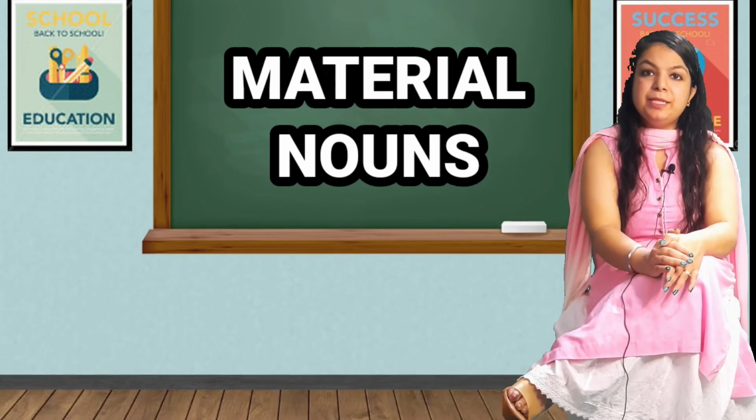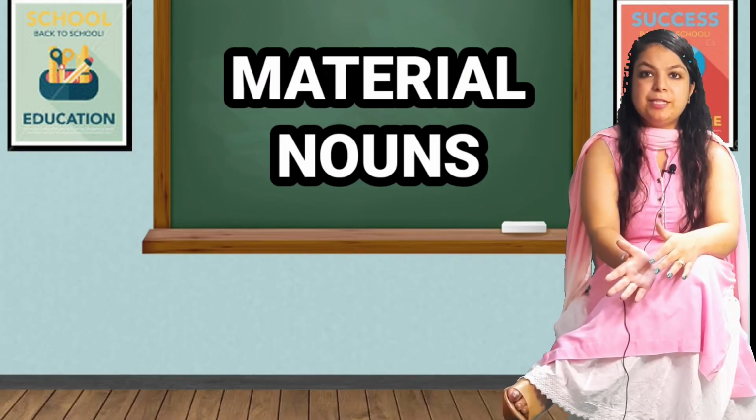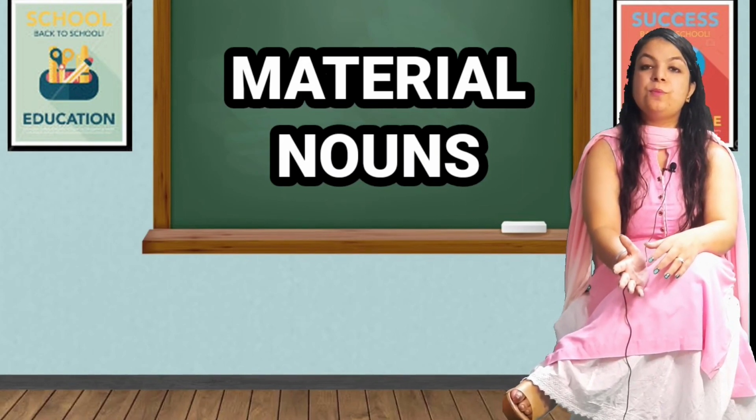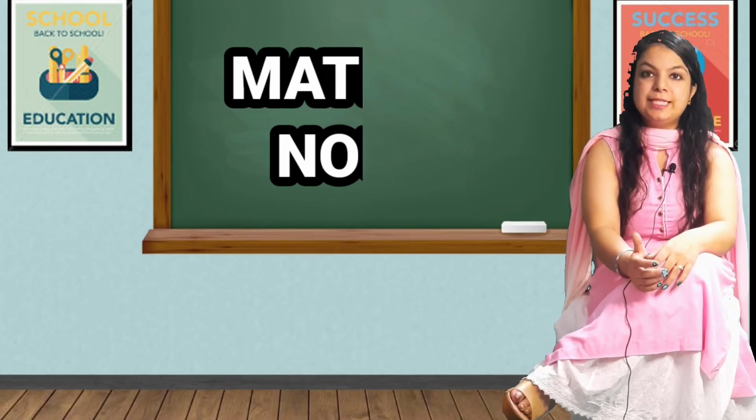Another example can be iron. Many things can be made through iron. All these things which further can be used to produce more goods or more products are called material nouns.